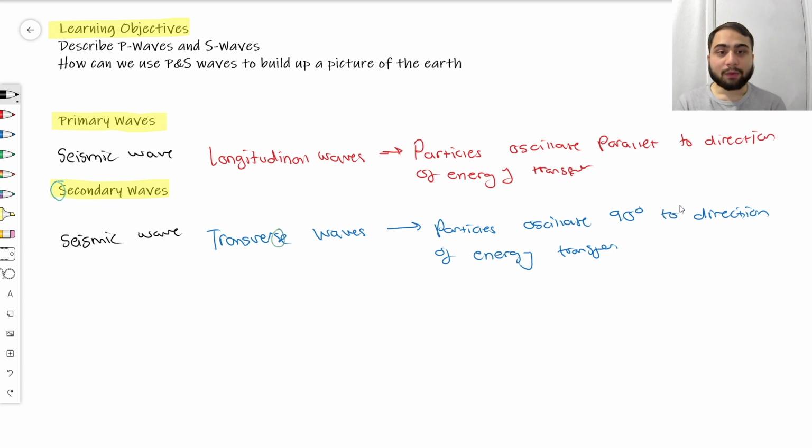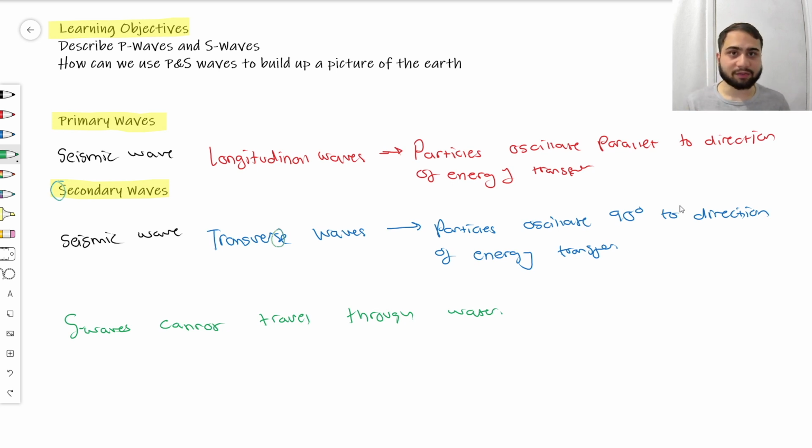Now, another really cool fact about secondary waves that you need to remember is that S waves cannot travel through water. This is actually a very, very key fact, and this is what allows us to build up a picture of the interior of the Earth just by using P and S waves.